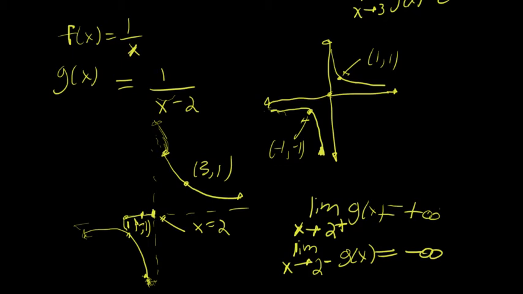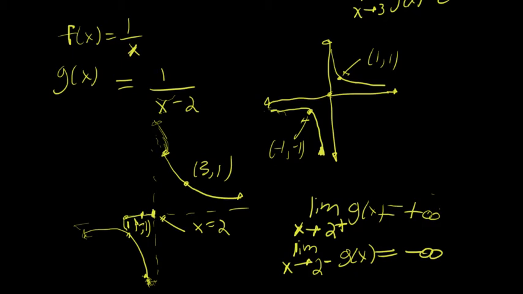And all this is saying is that as x gets closer and closer to 2 from the right, g of x is going to be bigger than any prescribed number. So even if you pick like 10 billion, you can find a value to the right of 2, but very close to it, that's bigger than 10 billion.